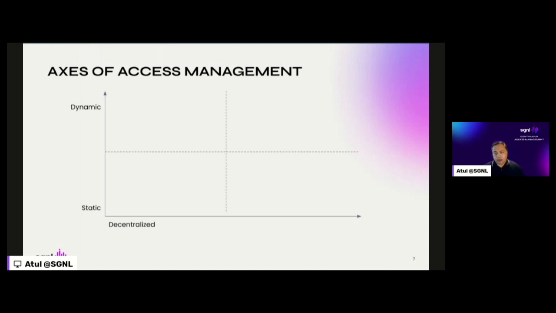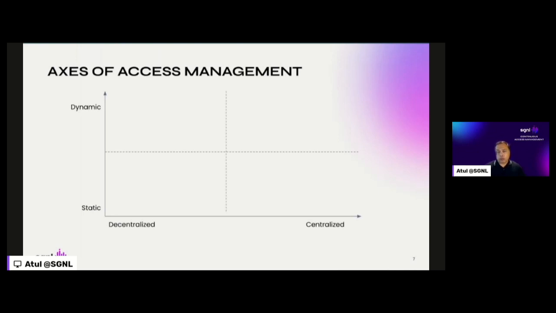Similarly, there's another axis, which is whether your system provides decentralized management or centralized management. What this means is that you are relying on information that is decentralized, or you're defining policies in a decentralized way or a centralized way. And how are you enforcing them? How are you making decisions about them? All of these fit on the spectrum.